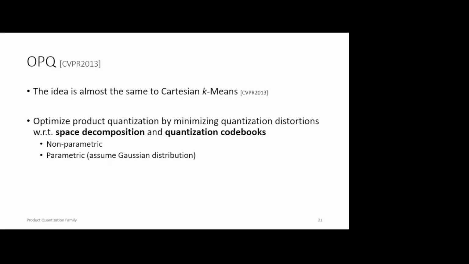Okay, so OPQ tries to optimize the product quantization by using space decomposition and also the quantization codebook. The space decomposition involves rotating your space and also reordering your dimensions. And they propose two different methods. One is non-parametric, and the other is parametric, under the assumption of the Gaussian distribution.